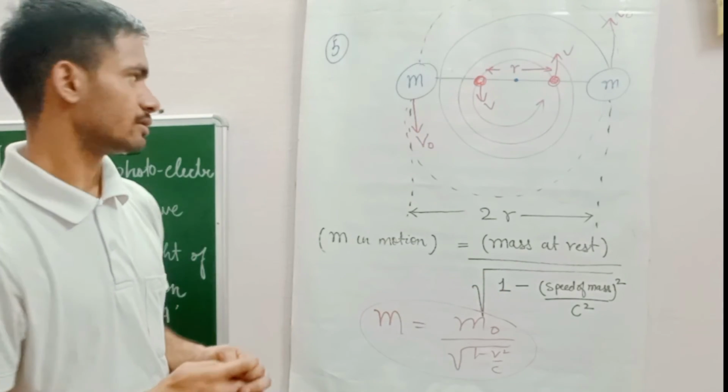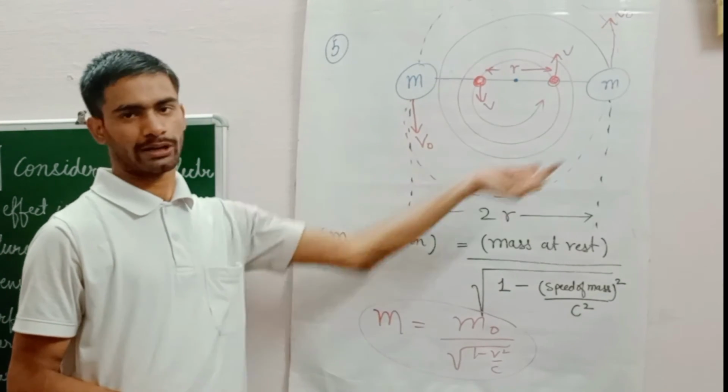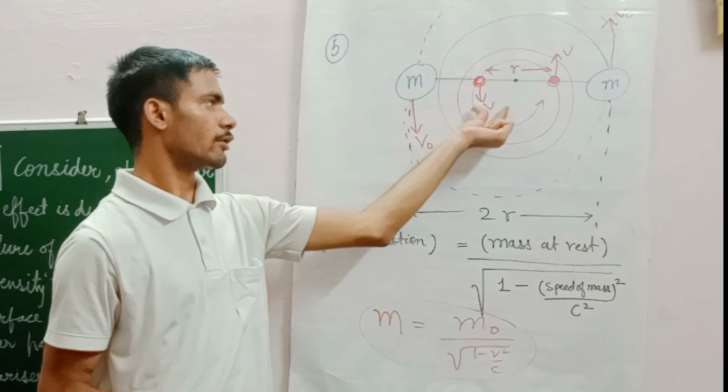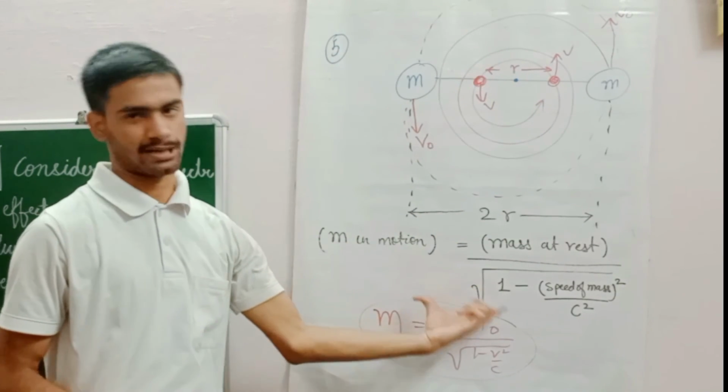It would be a very good example for you. So the thing is, it's rotating with v naught. You have to find its velocity when they are at a distance of r by considering relativistic mass.